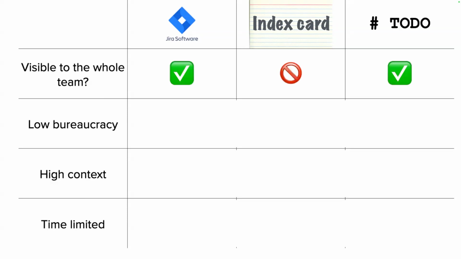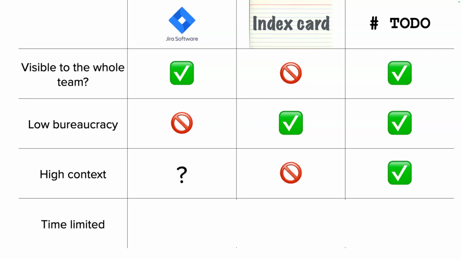So to talk about visibility, Jira or whatever tracker you're using is great because the whole team can see it. Index card, not so much. And to-dos, yeah, everybody, at least who works on the code base, can see them. But as I said, the issue tracker is not very good for low bureaucracy, but the other two solutions are pretty good. What about context?